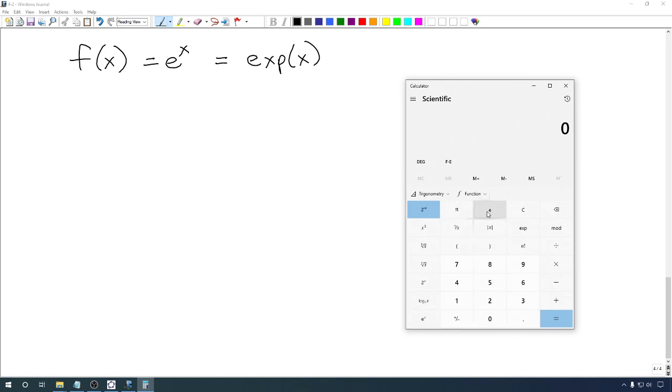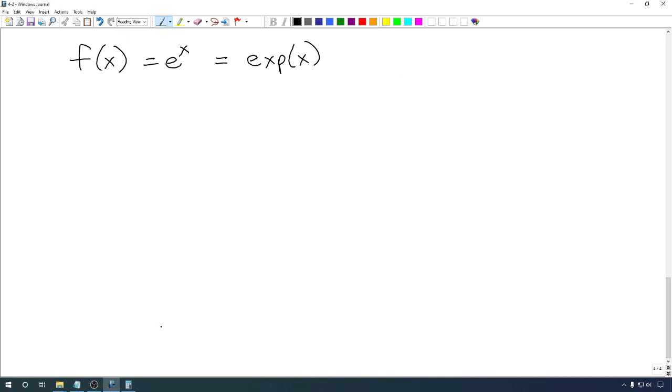So instead of having to press e and then press the x to the y button and then put in 5 to get it, I can simply push 5, and with the second key pressed, I can press this button, and it immediately puts e to the fifth power. We get the exact same value. So if your calculator does not have a button specifically for it, this is how they usually have it. But if you have a scientific calculator, it's got to have this function in some form or fashion on it.